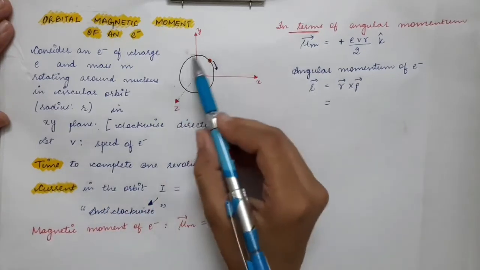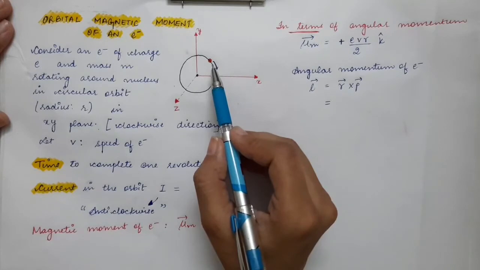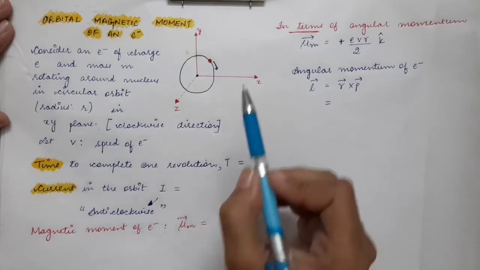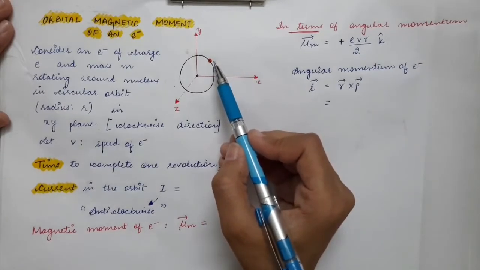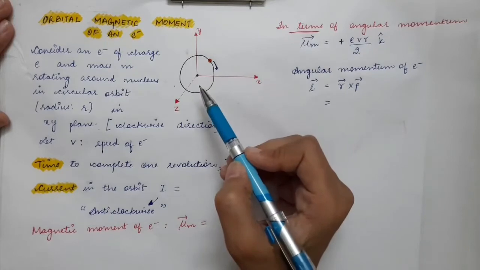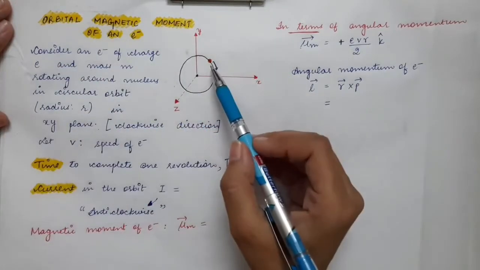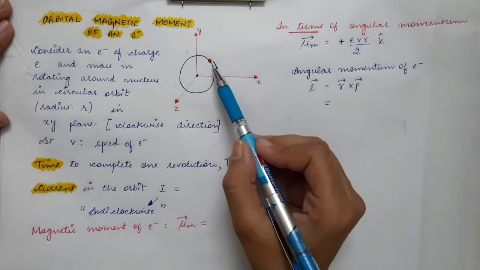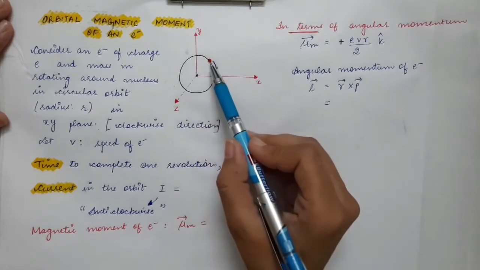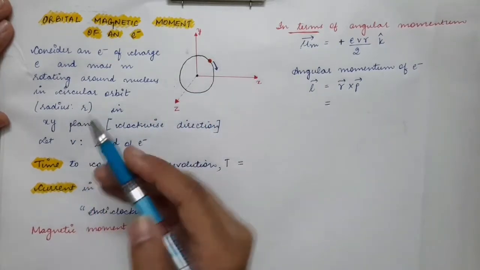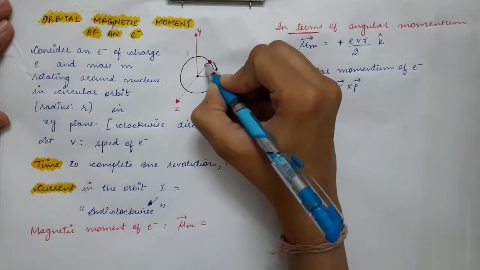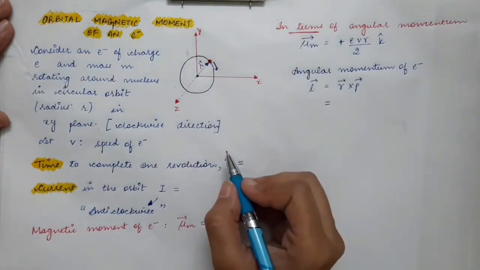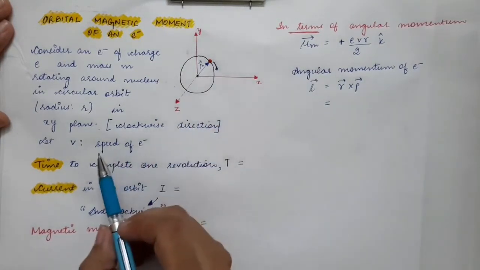So if this electron is revolving around the nucleus, there will be some time period. So what is the time to complete one revolution? The time period will be equal to, so time is equal to distance upon speed. What is the distance which is traveled in one revolution? The distance traveled by this electron in one revolution will be equal to the circumference of this circle. This circle has radius equal to r. So r is the radius of this circular motion and v is the speed of the electron.